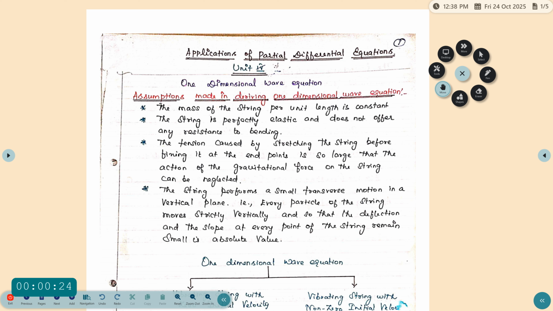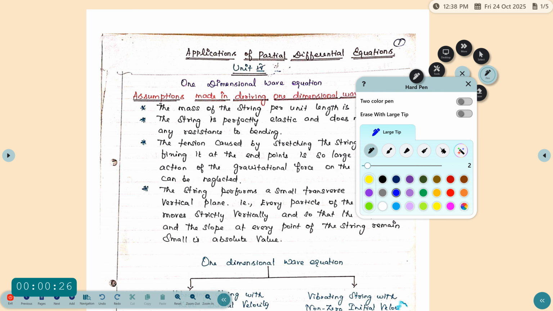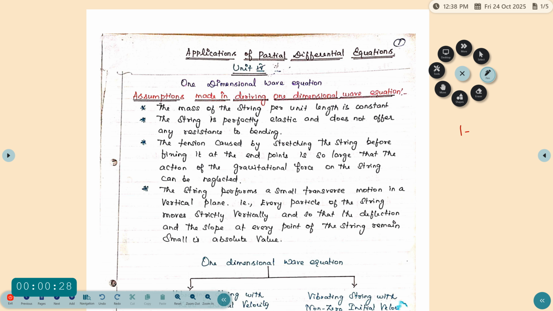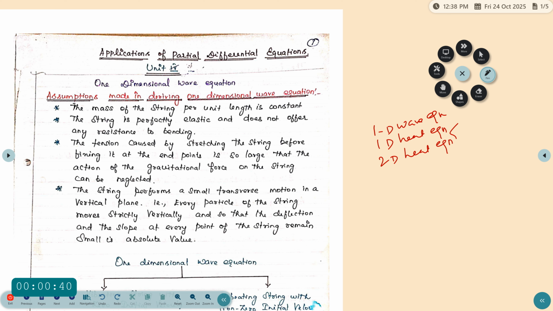One is the one-dimensional wave equation. The second one is the one-dimensional heat equation, and the third one is the two-dimensional heat equation. In this unit, these are the major three topics: one-dimensional wave equation, one-dimensional heat equation, and then two-dimensional heat equation.